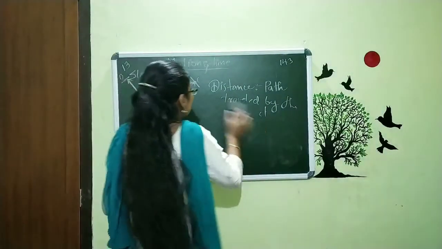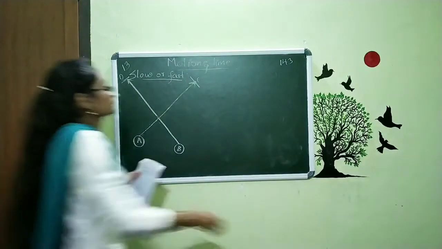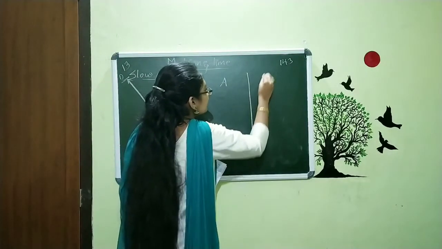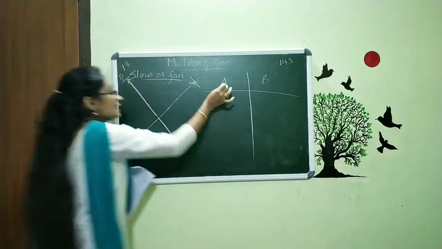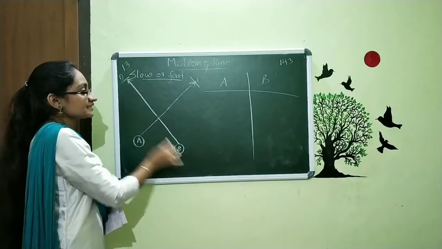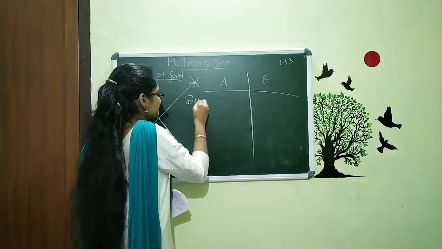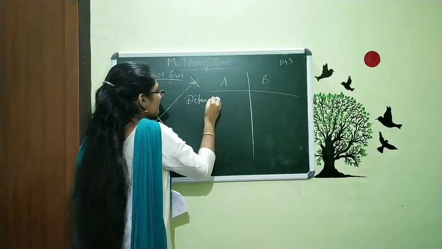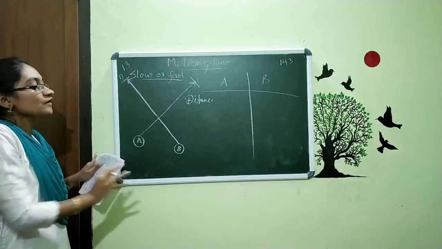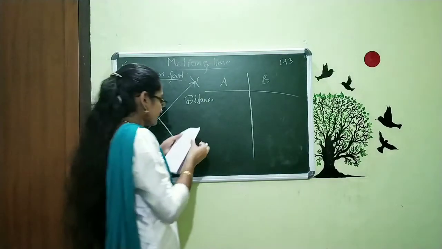So, I'll just make here a table. Table A and table B. A means details about A and B means details about B. First of all, I am going to find the distance. These are only some assumptions and my aim is to find who is faster. That is the aim I am doing here.